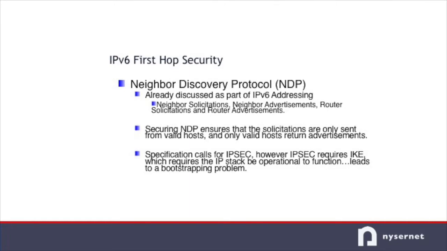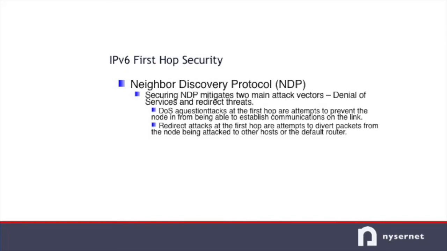Interestingly enough, the specification for securing NDP calls for IPsec because, hey, IPsec is built in. But IPsec requires IKE, which requires the IP stack to be functional, and you're doing this in order to make sure that you have a valid IP address. So there's a significant bootstrapping problem with using IPsec in order to secure your neighbor discovery protocol. So don't do that. Again, two vectors, denial of service and redirect.